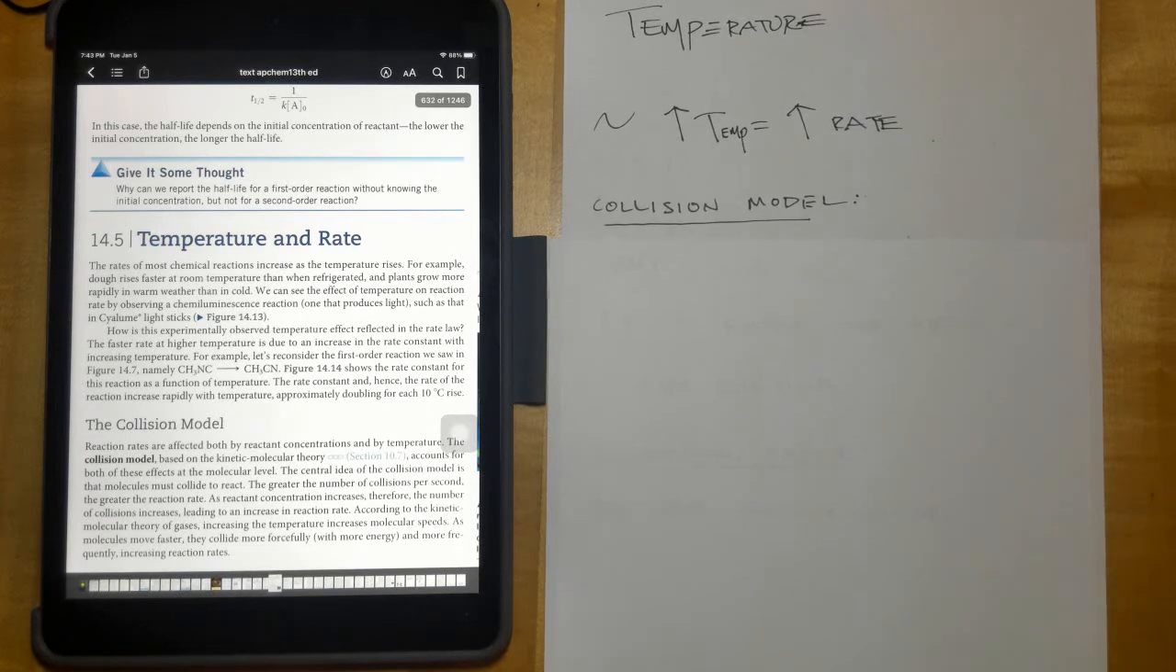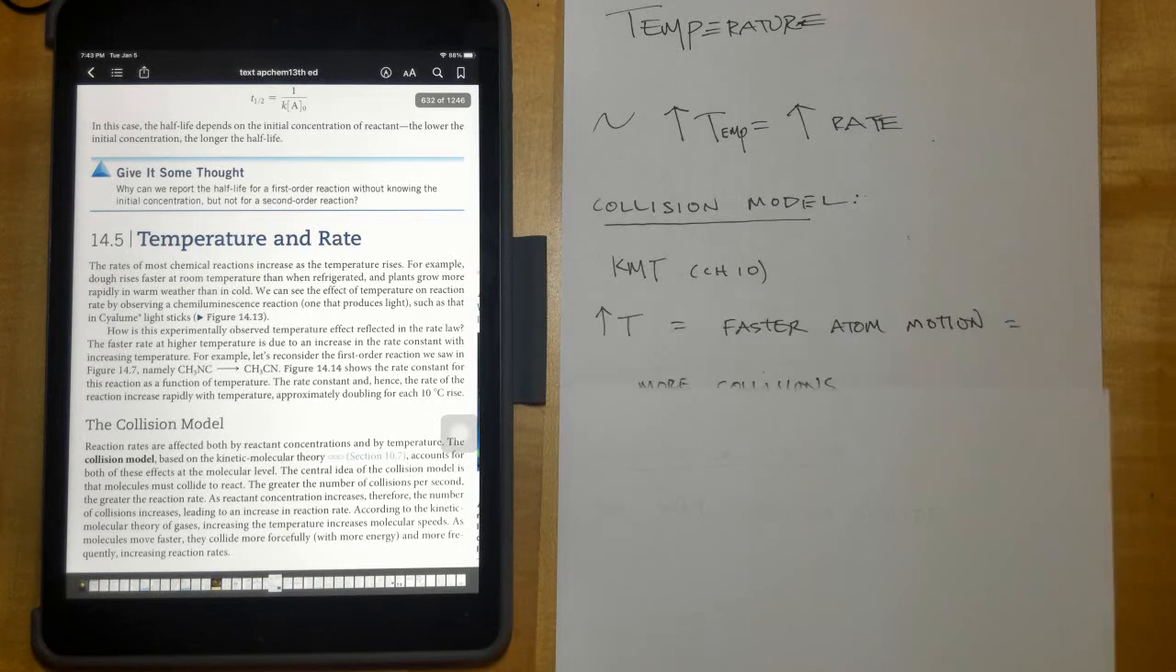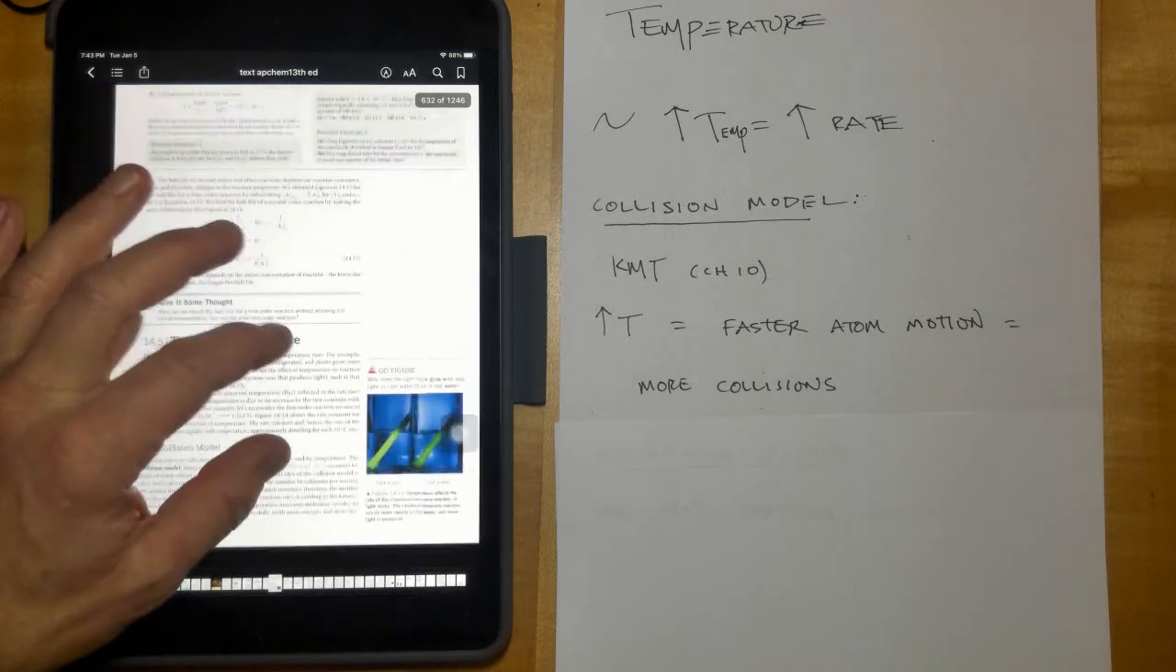And the collision model comes from the kinetic molecular theory, which we learned in Chapter 10. It says that all molecules are in constant motion and constantly slamming into each other. And if we raise the temperature, well, then we have faster atom motion, and then we have more collisions between those molecules. When there's more collisions, well, there's more chances for it to react.